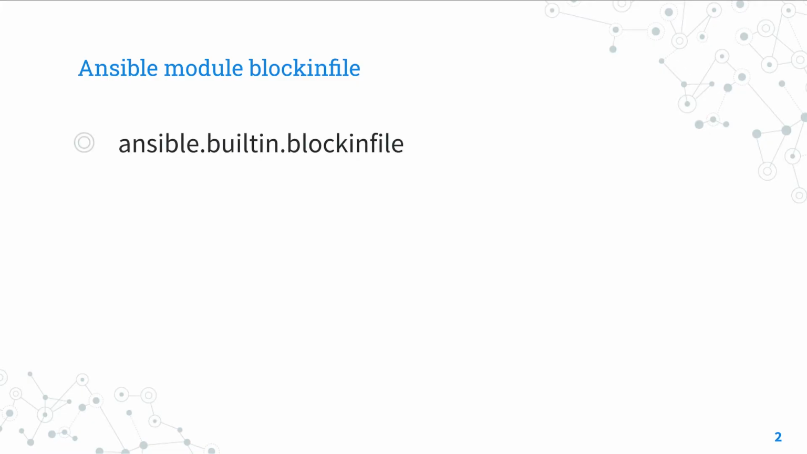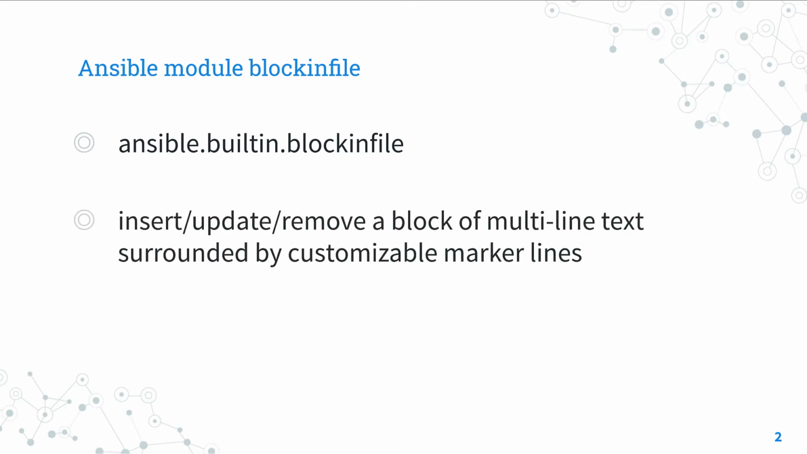Today we are talking about the Ansible module blockinfile. The full name is ansible.builtin.blockinfile, which means that it's part of the collection of modules built in with Ansible and shipped with it. It's a pretty stable module, out for years, and it supports a huge variety of operating systems. You are able to insert, update, and remove a block of multi-line text in a file. This block is going to be surrounded by a customizable marker line, just to identify that this edit was performed by Ansible.